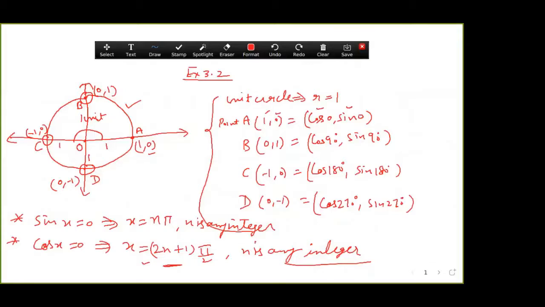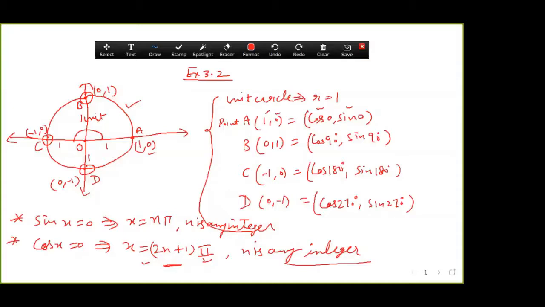This table is shown in the NCERT book on page number 59. You can see there, in the second quadrant, the value of cos is moving from 0 to -1, and sine value from 1 to 0. Similarly, in the third quadrant, cos is moving from -1 to 0, and sine from 0 to -1. In the fourth quadrant, cos moves from 0 to 1, and sine moves from -1 to 0.